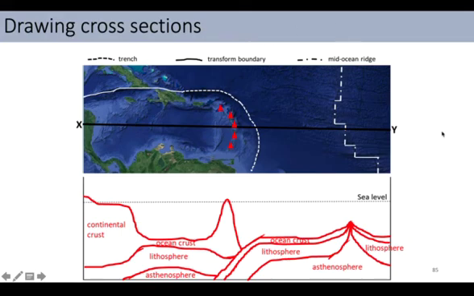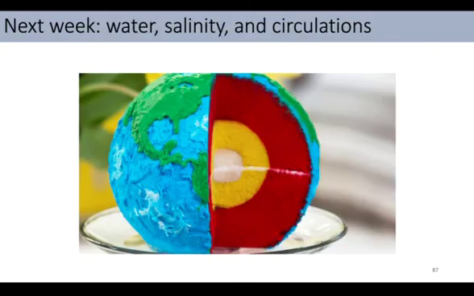So I hope this gives you some good examples of what I mean by drawing cross sections. You will be able to do that on Tuesday in discussion, so you'll be able to do it as a group. You can also refer back to these figures because they might be something similar to what you see in your discussion section. So that is all for now.